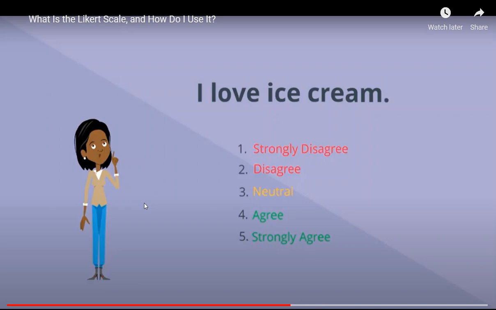So I see some of you are neutral on "I love ice cream." Agree on "I love ice cream." And strongly agree on "I love ice cream." Okay. All right, do you feel like this scale gave you enough options? No? You wanted more options than that? And Kenneth pointed out that maybe if you just like ice cream, it's hard to interpret that question.